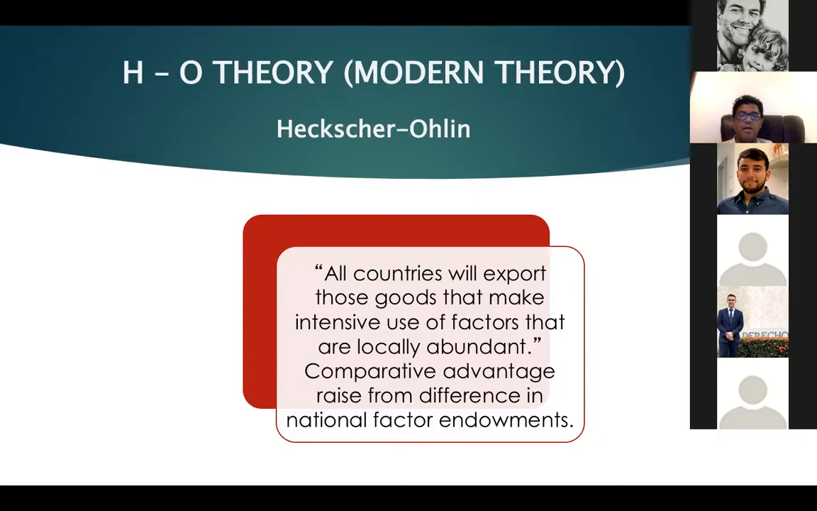For example, when you have an abundance of labor, your labor will be relatively cheap. Your labor will not be very expensive. The wage rate will be less when a lot of people are available to work.